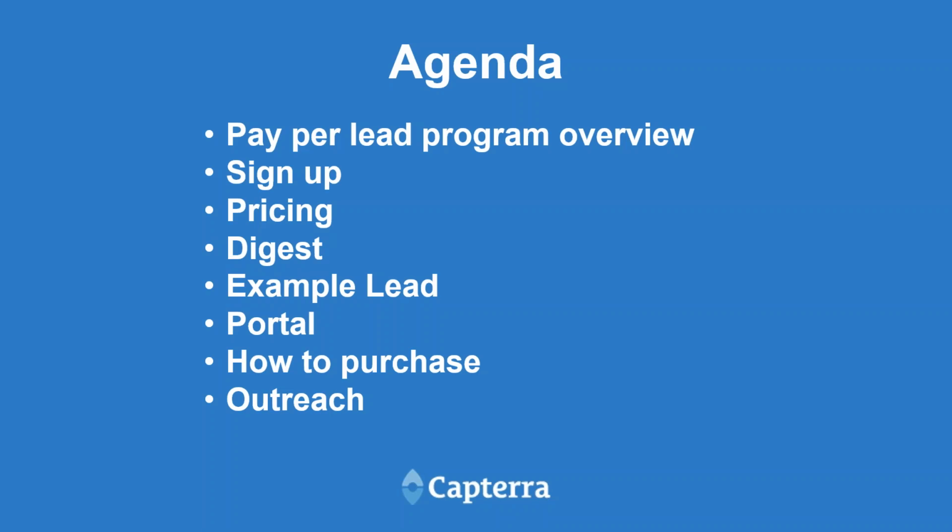To get started, these are the topics we're going to cover during the webinar. I'm going to give you an overview of the pay-per-lead program, how to sign up, how we price our leads, the digest email, which is sent when a lead's available, an example lead, the portal, how you can view leads in your vendor portal, how to purchase, and steps to outreach to a lead that you've purchased through Capterra's pay-per-lead program.